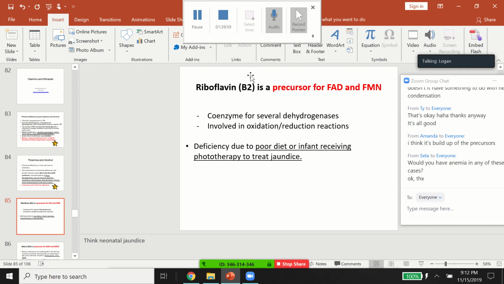Riboflavin, okay, that is a precursor for FAD and FMN. So you remember FAD from a long time ago when you were talking about that electron transport chain. So FAD, that's where that comes from. It's riboflavin. I think that's honestly pretty much the only important thing on there.